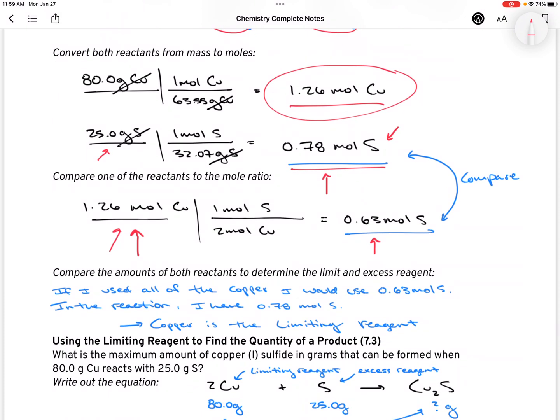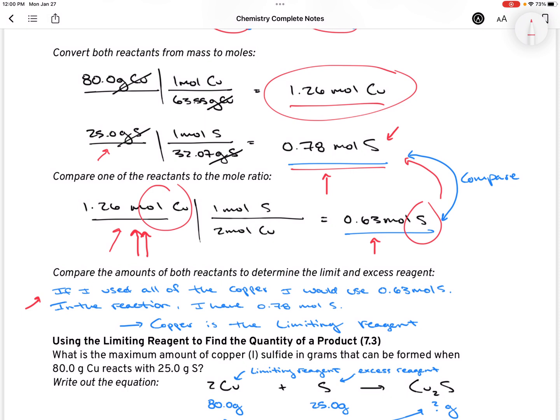So I have it written here as a phrase, and this is how I want you to say it to yourself every time. If I use all of the copper, I would use 0.63 moles of sulfur. In the reaction, I have 0.78. So that must mean that copper is the limiting reagent. I want you to tell yourself this story every time you do this, and you won't go wrong. If I have this much copper, I'm going to use this much sulfur. And then how much does that compare to how much I actually have?